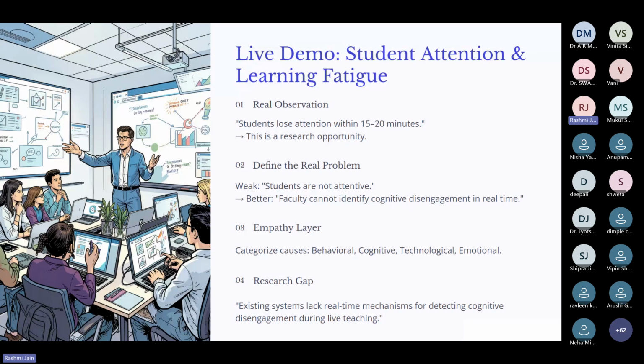So let's look at this case. Student attention and learning fatigue. So this is one of the area I just wanted to discuss with you till the research gap point. So real observation is, our inspiration is that students lose attention within 15 to 20 minutes. Okay. So that's your observation, that students lose attention, and we want to write something around it and create a study around it so that we are able to understand what's the problem behind.